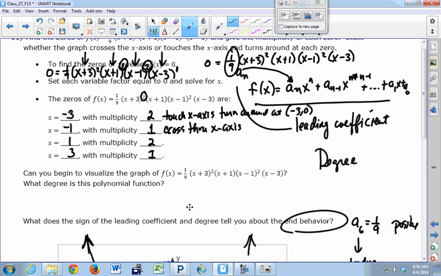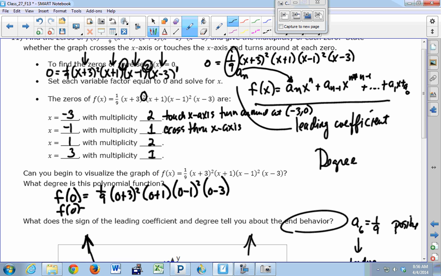What's the y-intercept? It's when x is 0. So we go into our function and put a 0 in every single spot where we see an x, and we solve that to find our y-intercept. So let's do that. What's f of 0 going to equal?